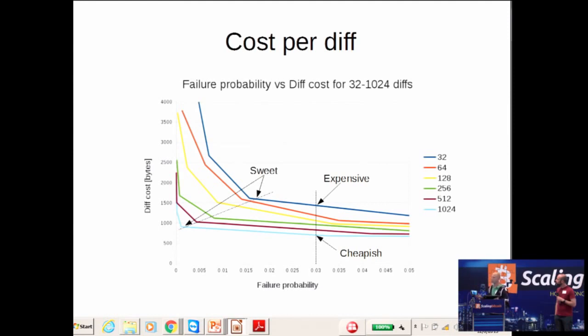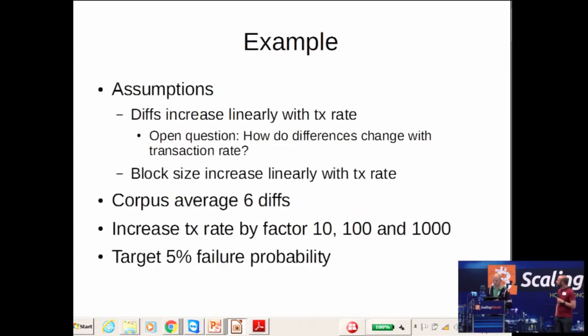That means that we can decrease failure probability very cheaply down to that specific sweet spot. Also, that sweet spot will move towards zero as the number of differences increase. For example, the sweet spot is at 1.5% for 32 differences, while the sweet spot is at 0.1% failure probability for 1024 differences. Okay, I will illustrate this with an example.